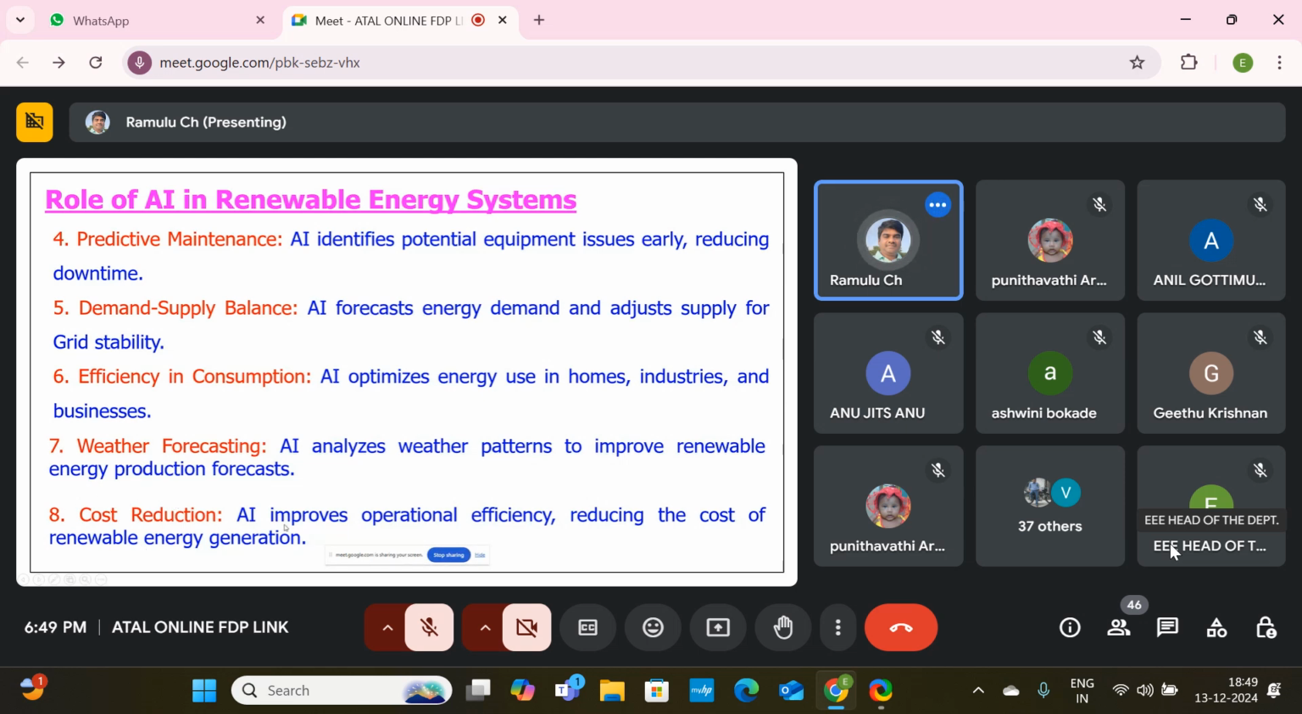Now coming to the eighth point, cost reduction. AI improves operational efficiency, reducing the cost of renewable energy generation. Not only in renewables, wherever you implement AI, initially we have to spend some money to implement effective AI. Good algorithms are required, and some good people are required. It is a one-time fixed investment, but for multiple works with a set of algorithms we get more and more benefit. With less cost we can generate more renewable energy.